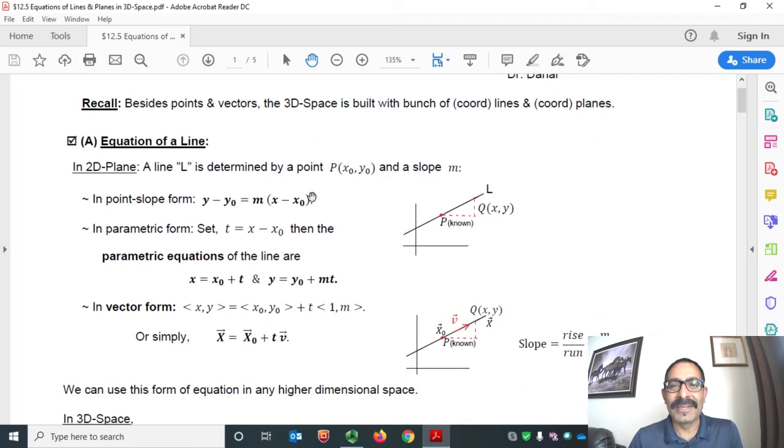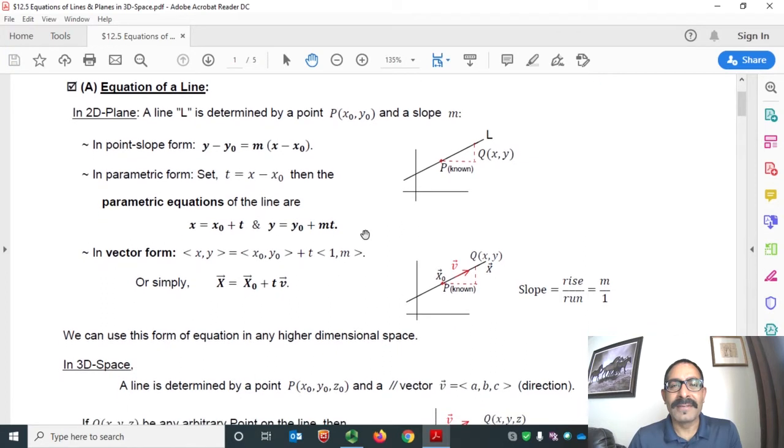Let me start the equation of line in 2D. A line L is determined by a point and a slope. So in point-slope form, the equation of a line is y minus y0 equals m times x minus x0. In parametric form, let's set t equals x minus x0. Then y equals, taking y0 to the right side, y0 plus m times t. So these are the parametric equations of a line in 2D.